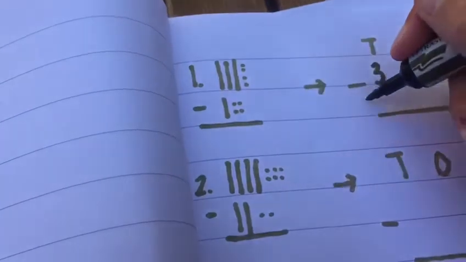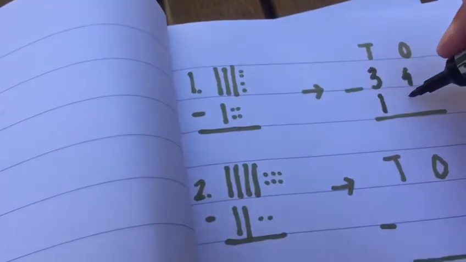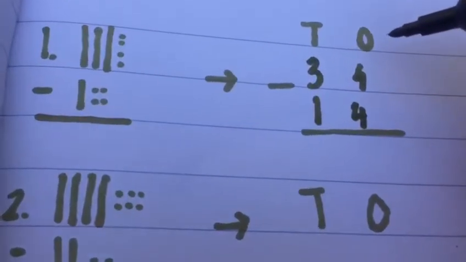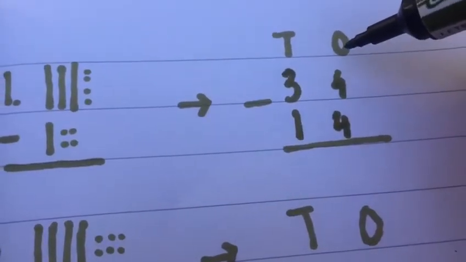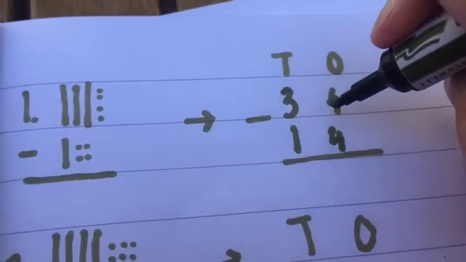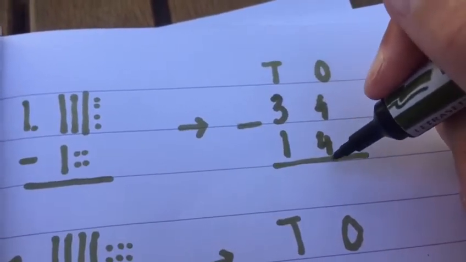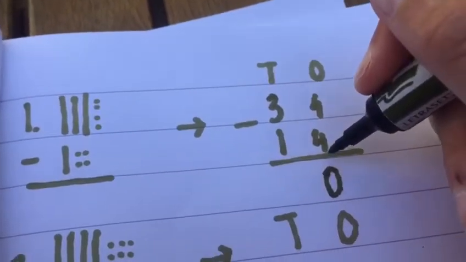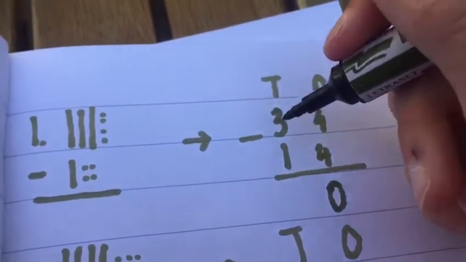We've got 1 ten, so I can put my 1 in my tens column just there, and 4 ones, so I'm going to put my 4 in my ones column just there. Okay. Now the first thing we're going to do is solve our ones problem. So we're going to go down in our column and subtract 4, take away 4. 4 take away 4 leaves us with 0. We've got nothing left at all there. That doesn't mean we haven't got anything left in our whole sum because we have to subtract our tens. We're going to do that now.